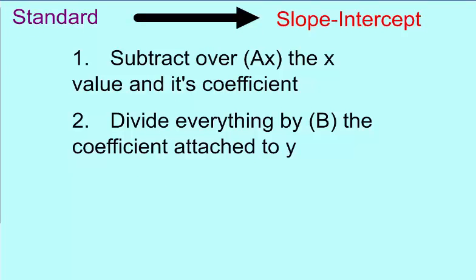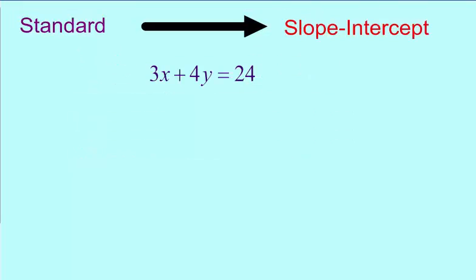Let's now look at going from standard form to slope-intercept form. In this case, it's again two steps, but they're slightly different. First step is to subtract over your ax value. That's the value at the very front of the equation. And then you're going to divide everything by that b value, whatever that number is attached to your y. Let's look at an example of this.